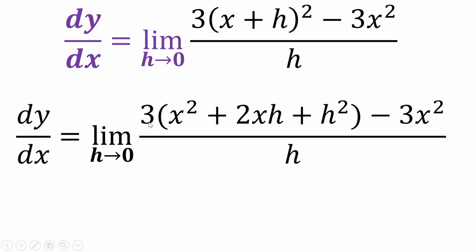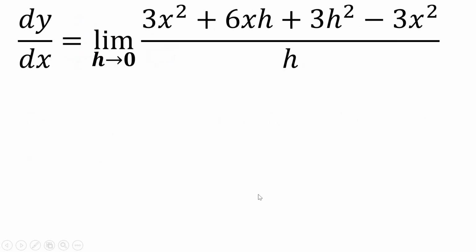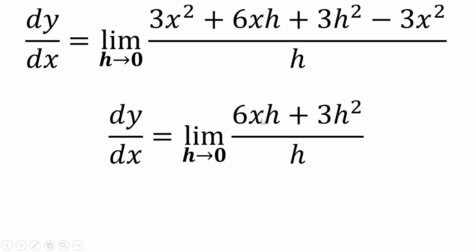The next thing is that we have to open up the bracket with 3. So you get 3x squared plus 6xh plus 3h squared minus 3x squared. This and that are going to cancel out, and that will give us this. Now let's divide each term by h and see what we are going to get.